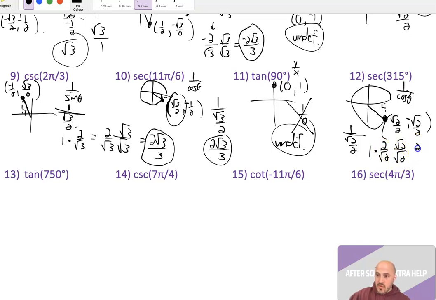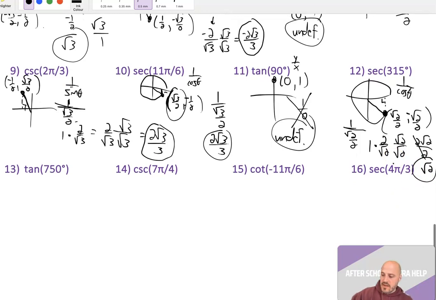I get 2 root 2 over, what's 2 times root 2 times root 2? 2. Oh my gosh, and this cancels too. And so my final answer is just going to be root 2. Again, that's an answer that pops up a lot as well. And finally, the last row, tangent of 750.